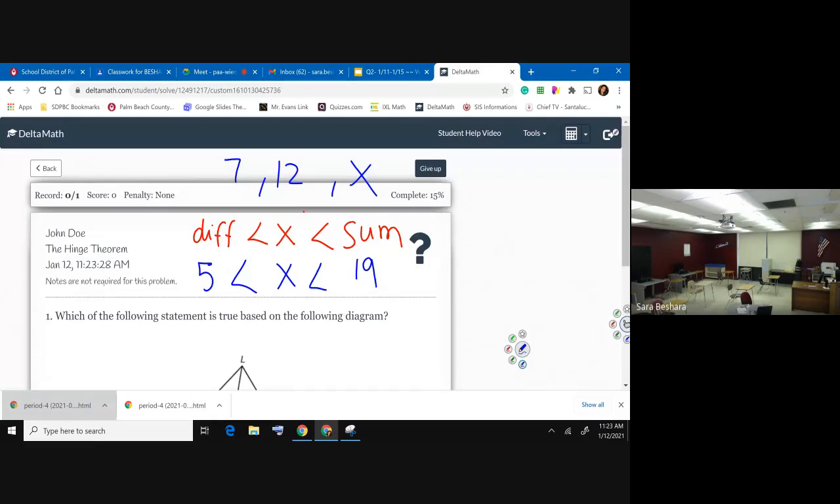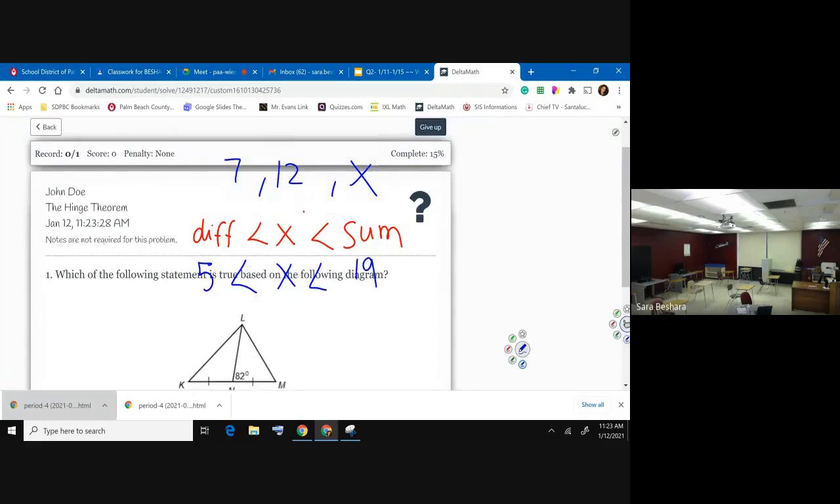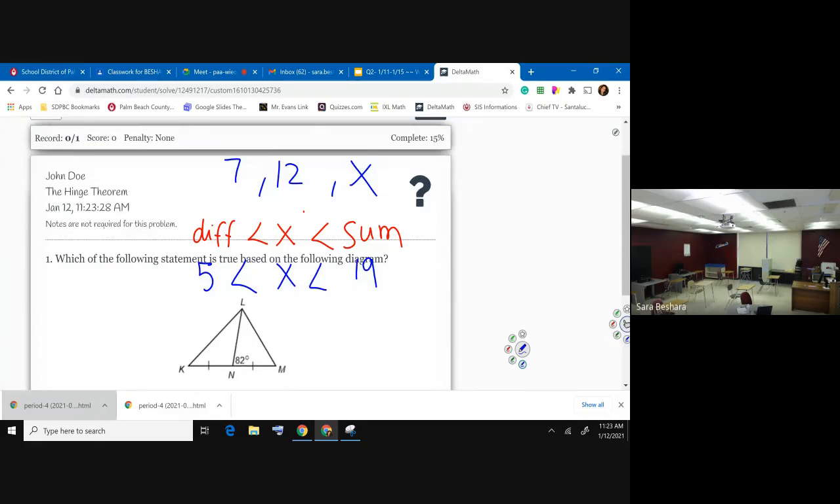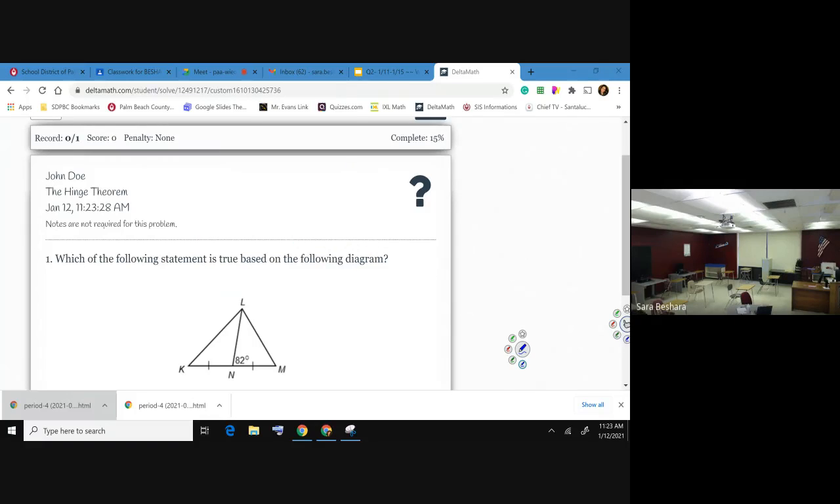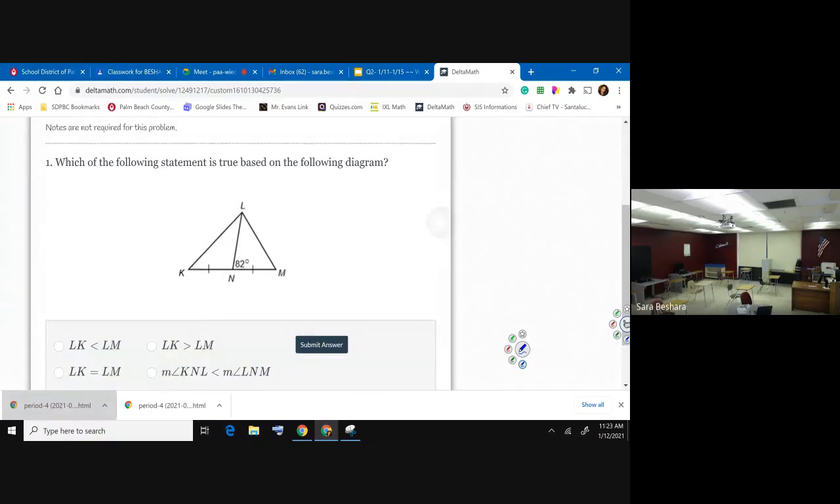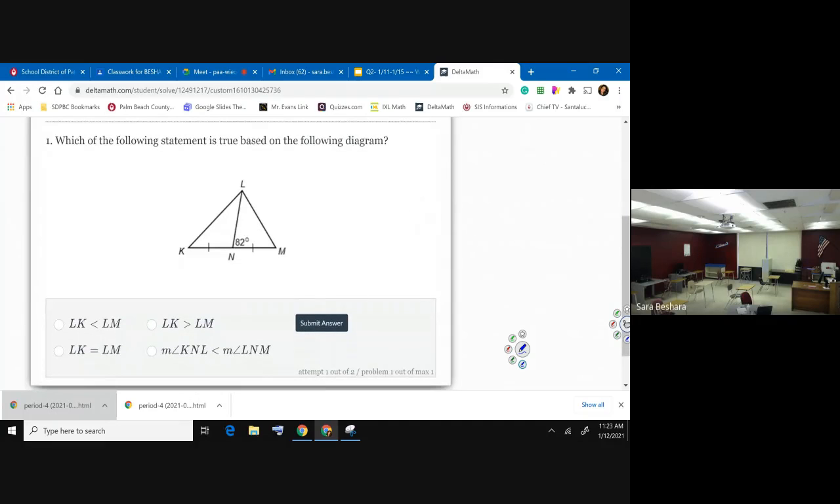Next question, the hinge theorem. Remember, the hinge theorem is: the bigger the side, the bigger the angle. The smaller the side, the smaller the angle that faces it. Which of the following statements is true based on the following diagram? We have a triangle, and we are trying to find which one of these is true.